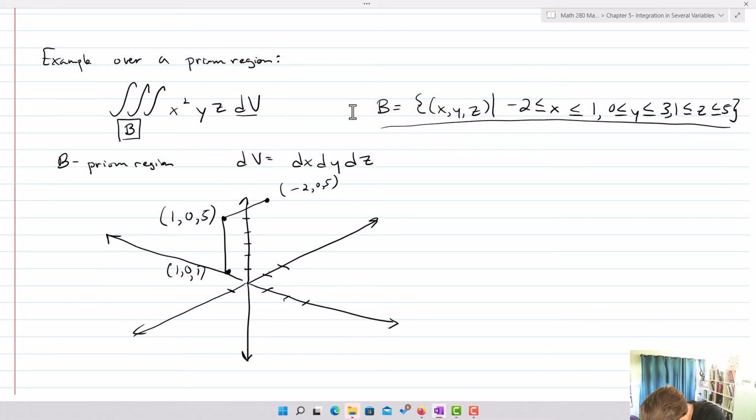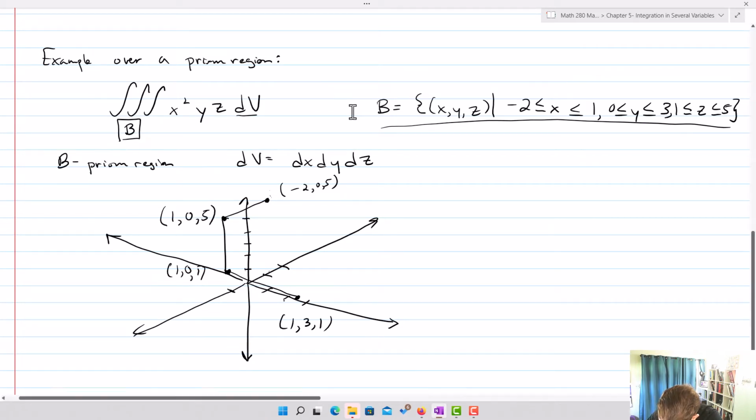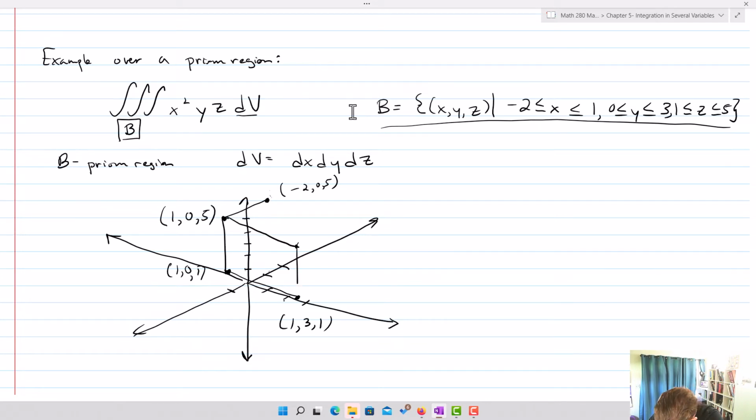We can take this out. A little strange there, but that's going to be the corner (1, 3, 1). Then we can go out and go up to the next one. Freehand is always easier. There's the next one, and if you need to, you can actually draw out each one of the corners.